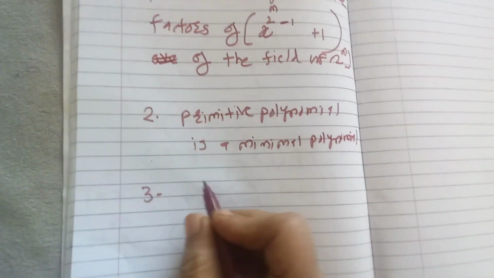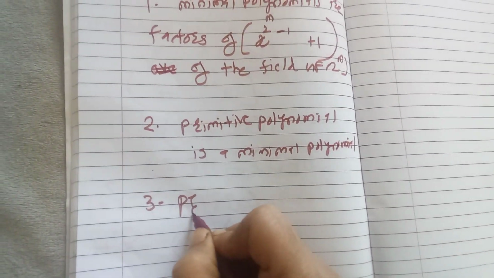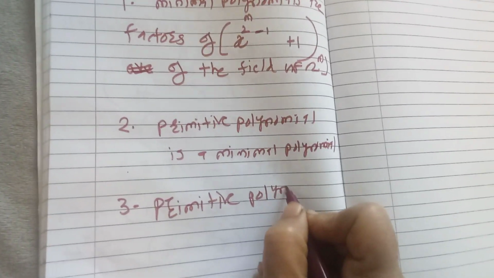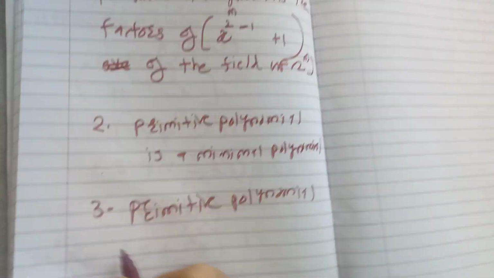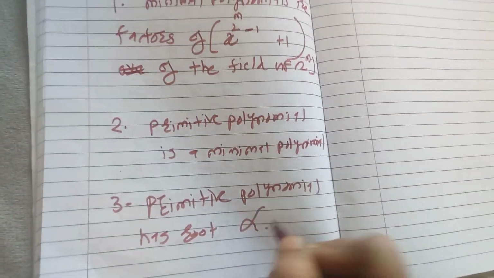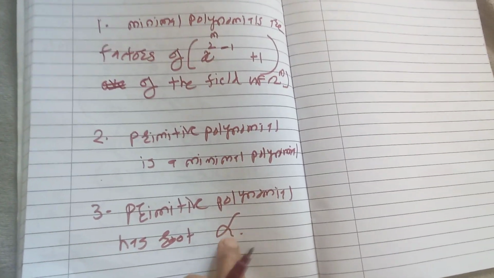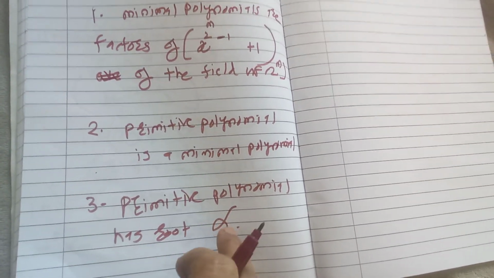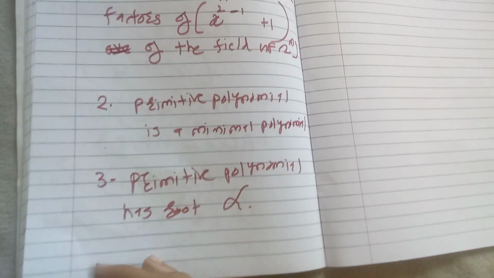So the extra feature is that a primitive polynomial has a root alpha. This is one condition. Its root should be alpha. That means the primitive element should be the root of the primitive polynomial.